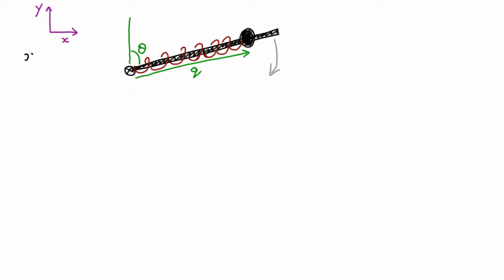So the position x of this mass is going to be q sine theta, and the y position is going to be q cos theta. We check the signs on that: when theta is 90 degrees, this is going to be q over to the right, and when theta is 0, that's going to be q up top, so that's good.